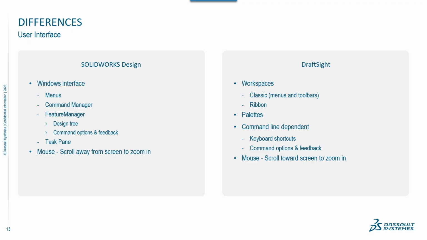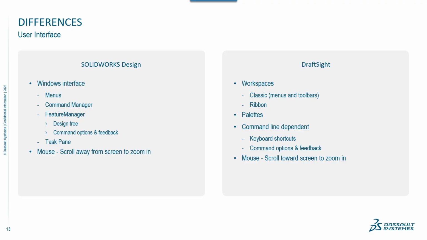So you have the feature manager, like I mentioned. Also in the feature manager, when you're in commands, you will get your options, like the fillet radius you're going to use and so forth. You don't get that in DraftSight, and we'll talk about that. As opposed to that, it's very command line dependent. Again, a lot of that is legacy from before it was on Windows, when the other CAD was on DOS. So a lot of your feedback is actually going to come from the command window. We'll talk about that in a few minutes as well.